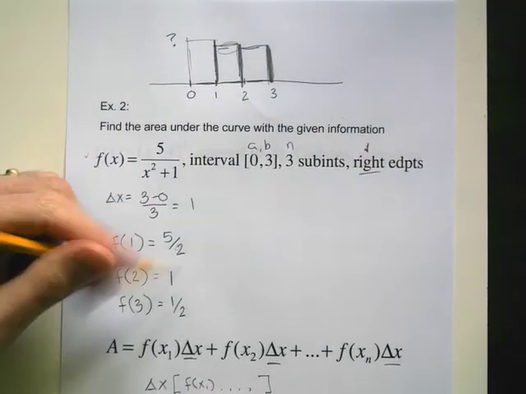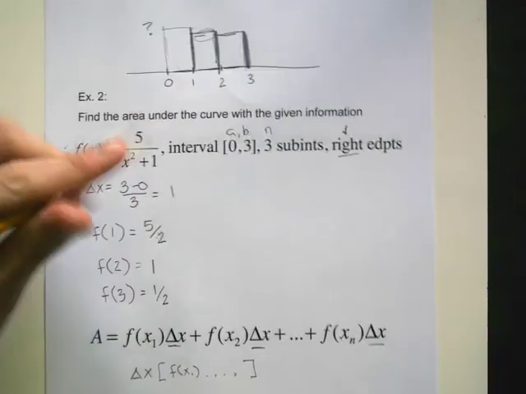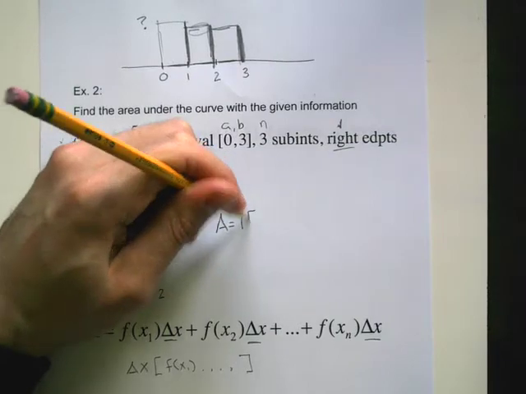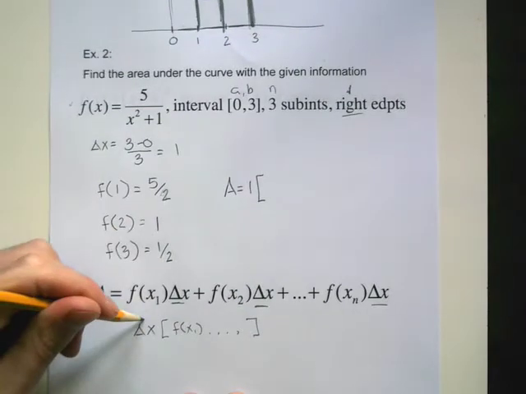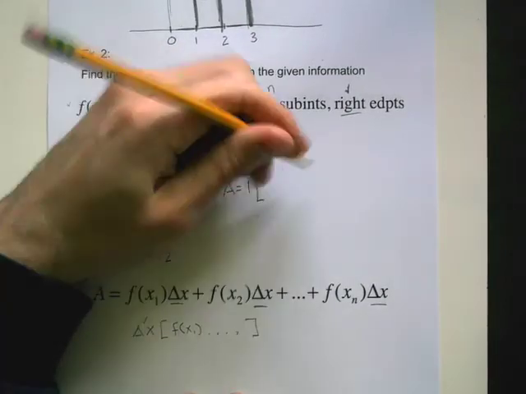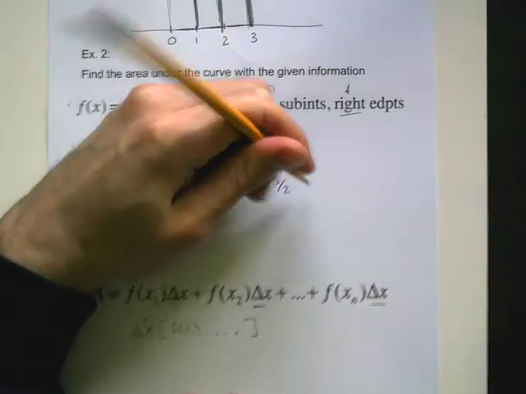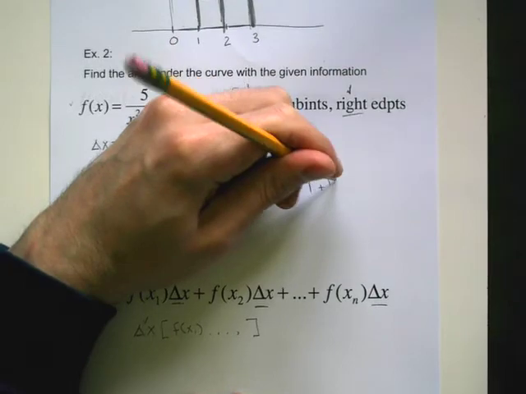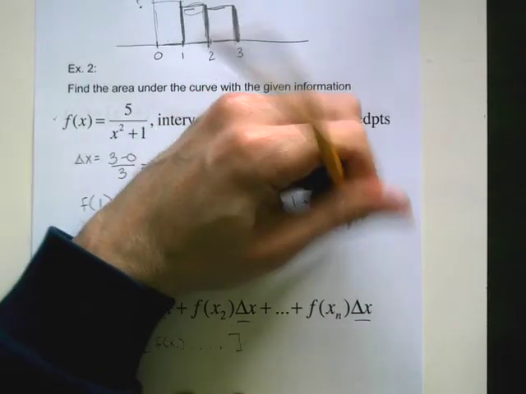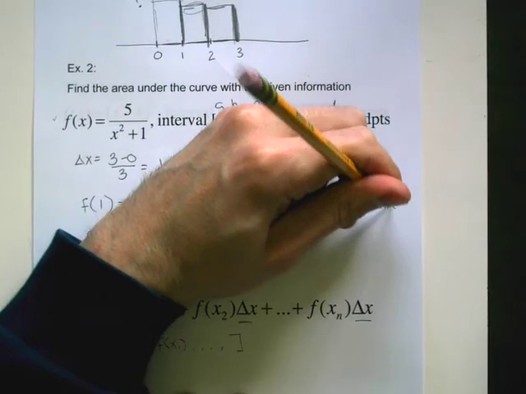Okay, and I know my delta x is 1, so if I plug it into my equation, I have my area equal to 1 times, that's my delta x. I just used 1 for my delta x. 5/2 plus 1 plus 1/2. And when I add all those together, I get 4 units squared.